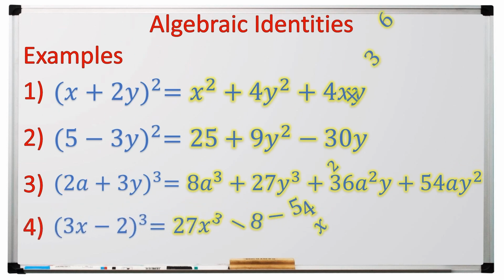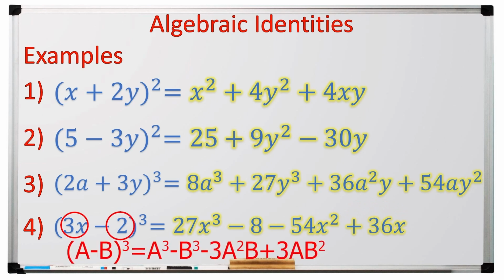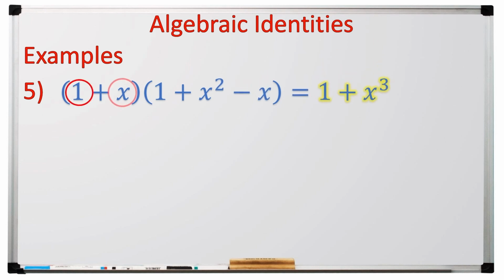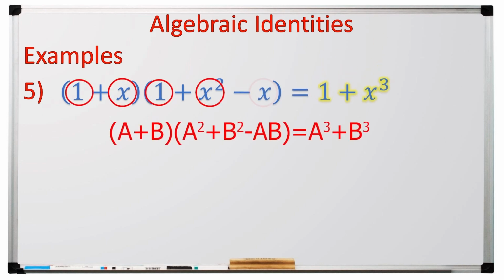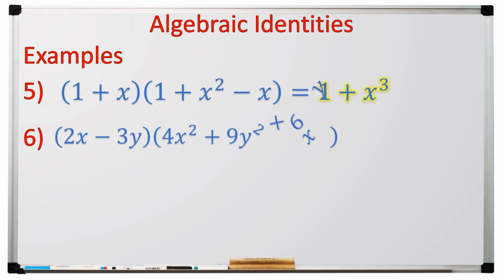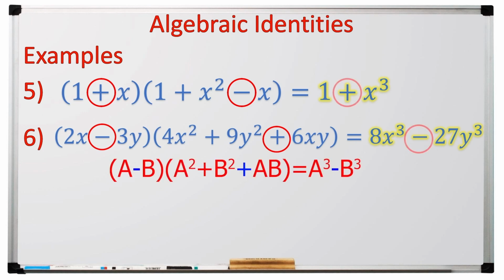Just like the previous example, a and b are apparent, but we should pay attention to the plus and minus signs. In the fifth example, it's apparent that a is 1, b is x, and a square, b square and minus a b is displayed in the second parentheses. This example is similar to the previous one. The key distinction between them lies in the sign.